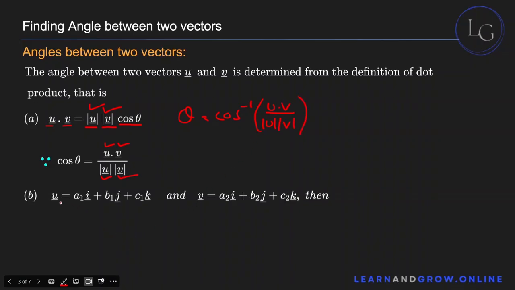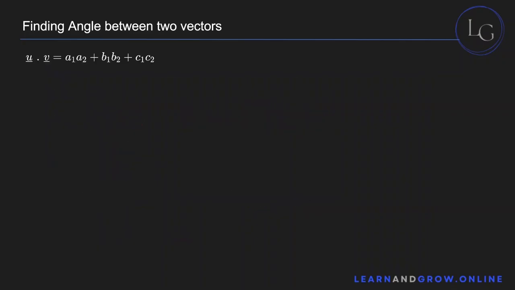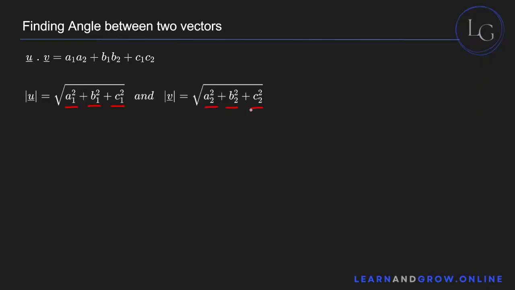So if you have a vector u, let's say it's a1i plus b1j plus c1k, and v is a2i plus b2j plus c2k, then u dot v is equal to a1 into a2 plus b1 into b2 plus c1 into c2. And as you know, the magnitude of u is equal to the square root of a1 square plus b1 square plus c1 square, and similarly, the magnitude of v is equal to the square root of a2 square plus b2 square plus c2 square.